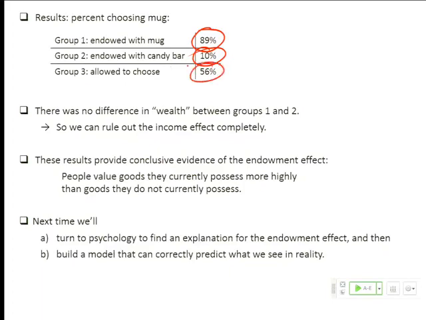And in the group that was allowed to choose, reassuringly, 56%, about half and half. So these goods, in fact, when people are offered a direct choice, are about equally valuable to people. But clearly being given one or the other radically changes what your stated or revealed preferences are, what you actually choose to trade. Okay? There's no difference in wealth. I gave each group roughly $6 in additional wealth. So the income effect cannot be explaining this.